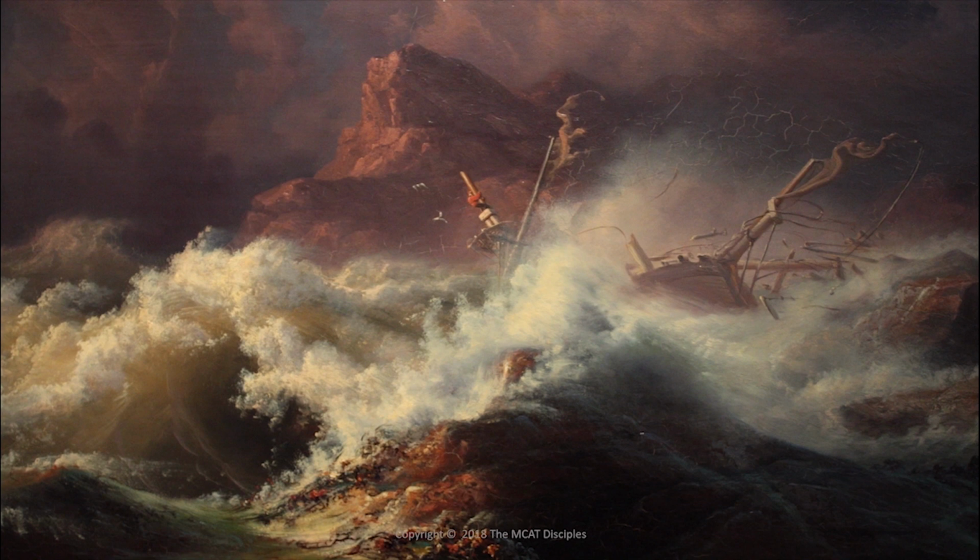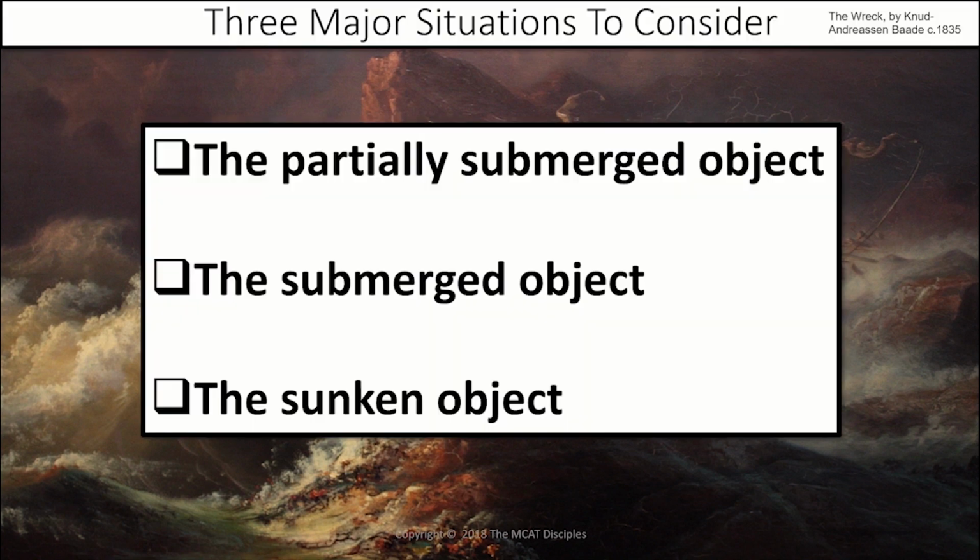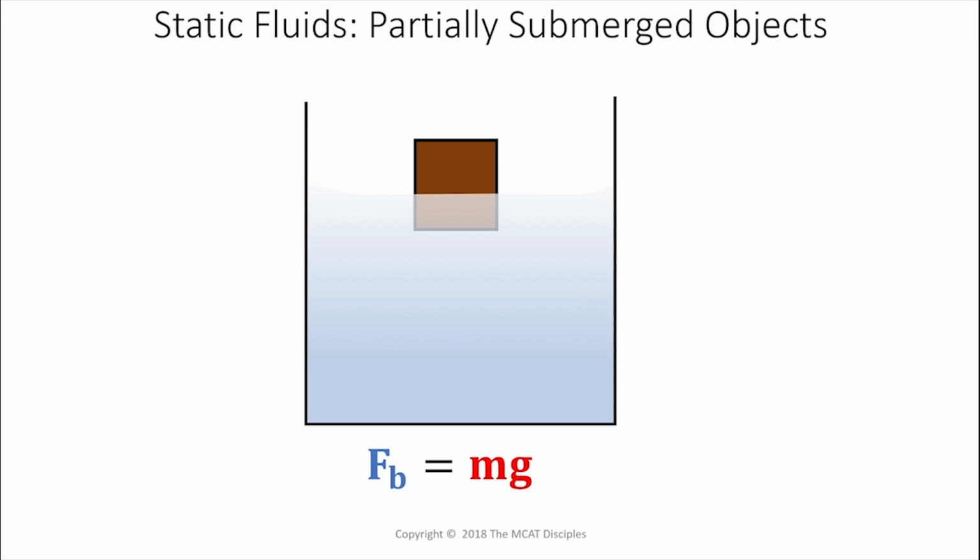So moving right along here, we're going to move on to the three major situations to consider, which are the partially submerged object, the submerged object, and the sunken object. These different situations are the situations that you might see on the MCAT, and each one of these has a little nuance associated with it. So we'll start off with the partially submerged object. As it says, this is a floating or partially submerged object.